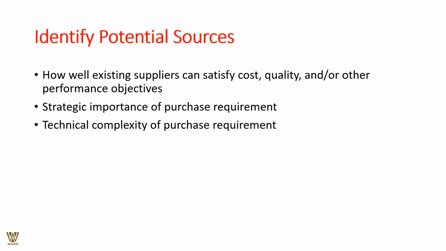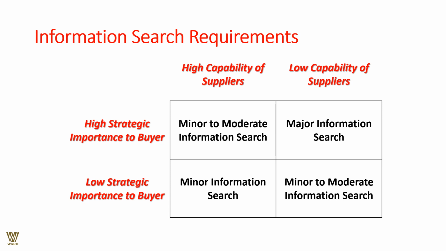Identify potential sources, how well existing suppliers can satisfy cost, quality and other performance objectives, strategic importance of the purchase requirement, technical complexities of the purchase requirement is what we are looking at to decide. Go for it, and I'm sure you will narrow down the number of suppliers made available.